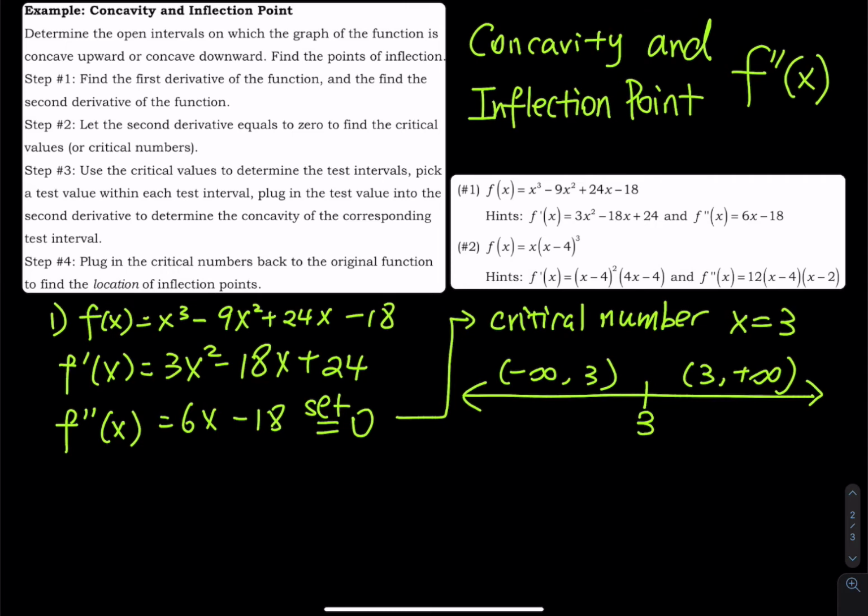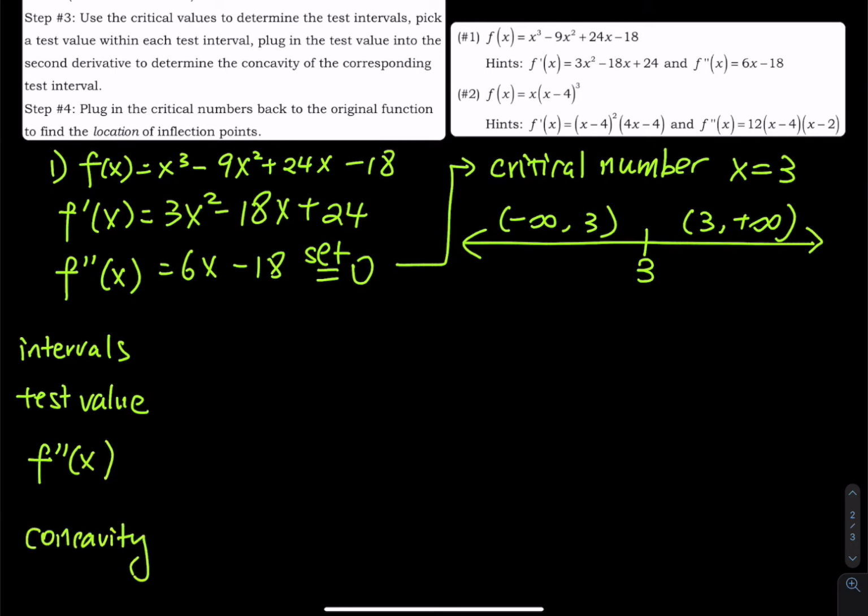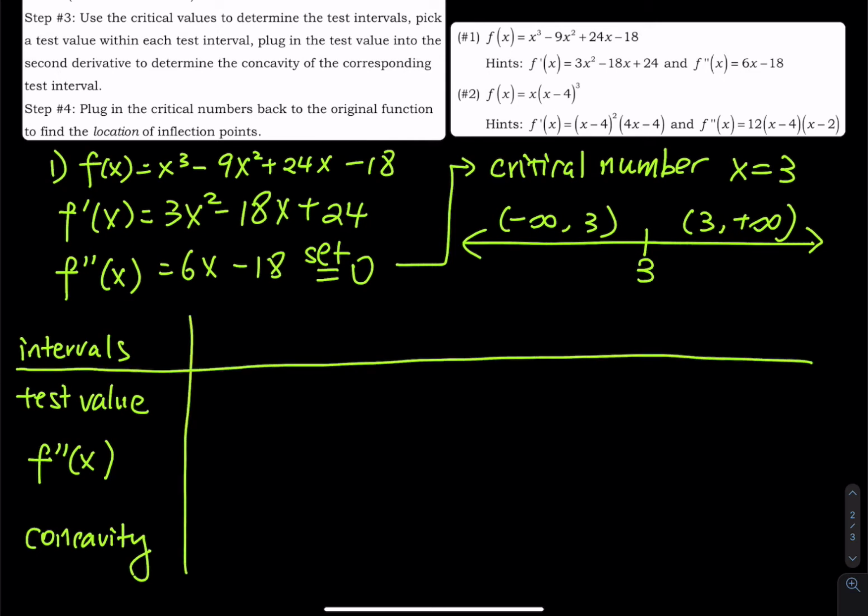So here is what I'm going to do. I am going to write intervals and test value. I will tell you what it is, and then test f double prime of x, and then you decide the concavity. All right, so let's draw a nice table. The first one is from negative infinity to 3, and the second interval is from 3 to positive infinity.